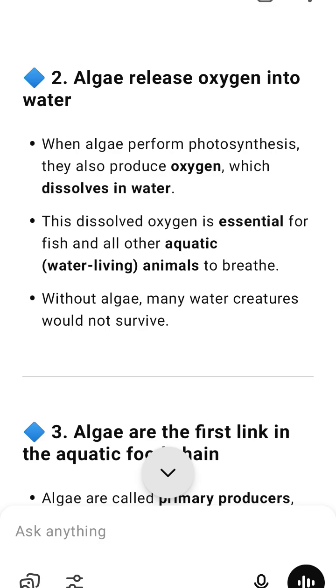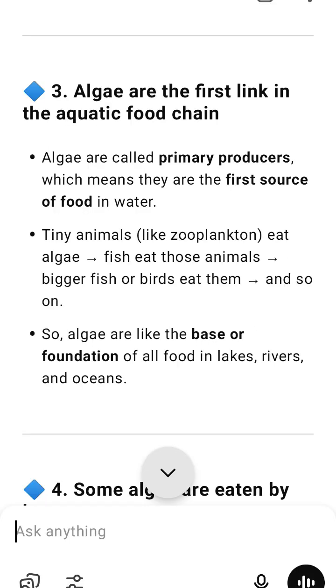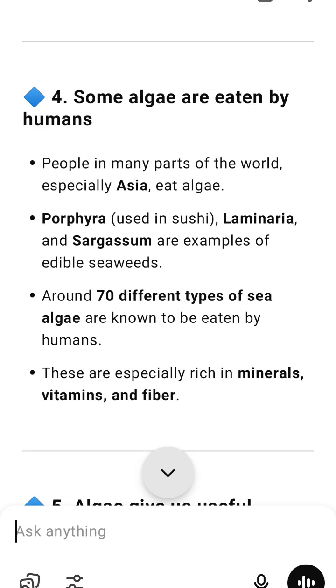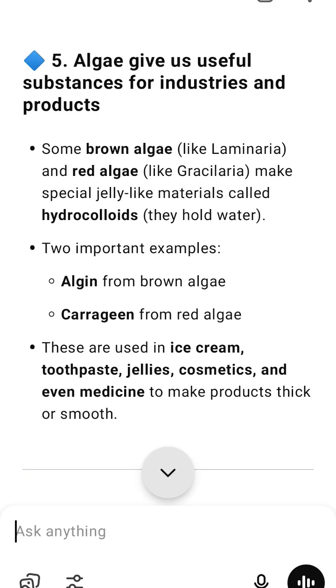8. Algae are classified into 3 main types. Algae are grouped based on their color and structure into 3 major classes. Class name, common name, color. Example: Chlorophyceae, green algae: Chlorella, Spirogyra. Phaeophyceae, brown algae: Laminaria, Sargassum. Red algae: Porphyra, Gelidium. Each class has different pigments and features.